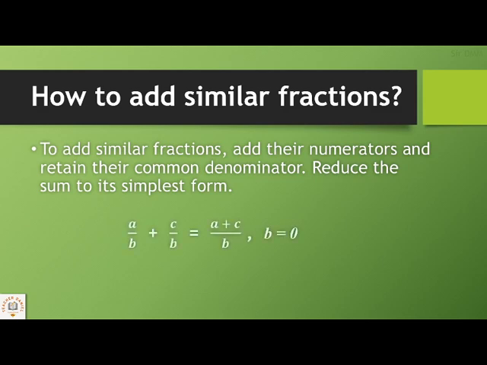In symbol, we have A, B, and C be integers. A over B plus C over B, as you can see, they have the same denominator. That is equal to A plus C all over B, where B is not equal to 0. Because if B is 0, that is equal to undefined.